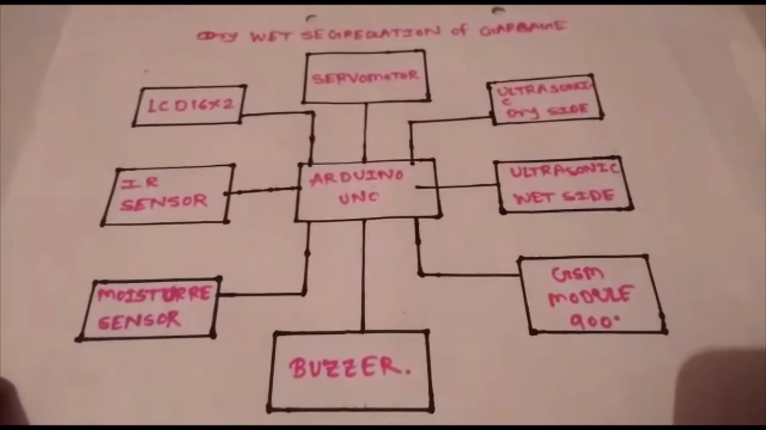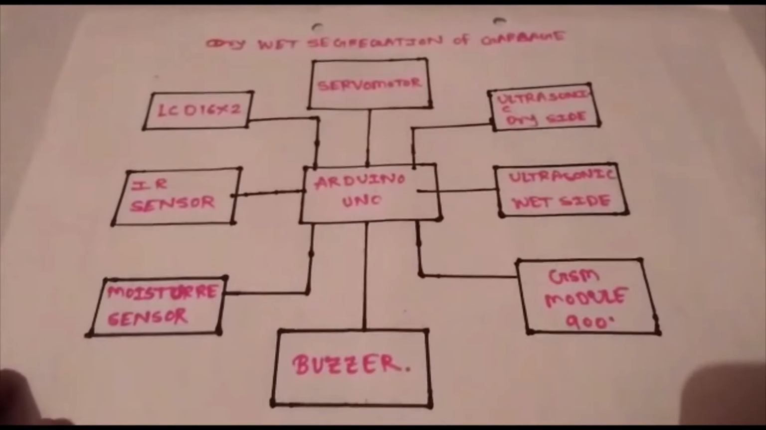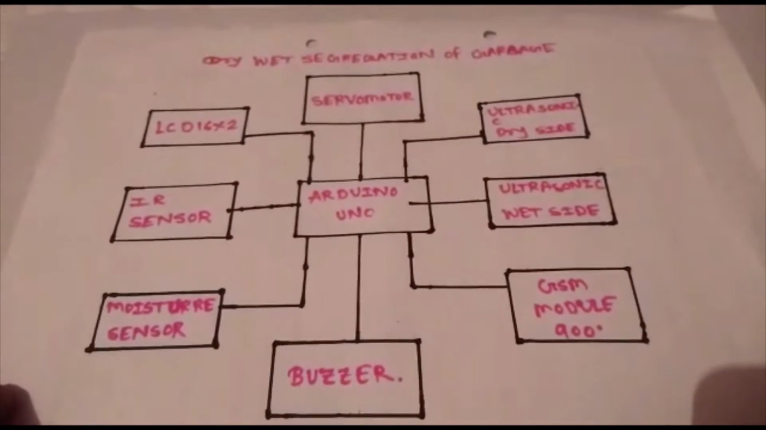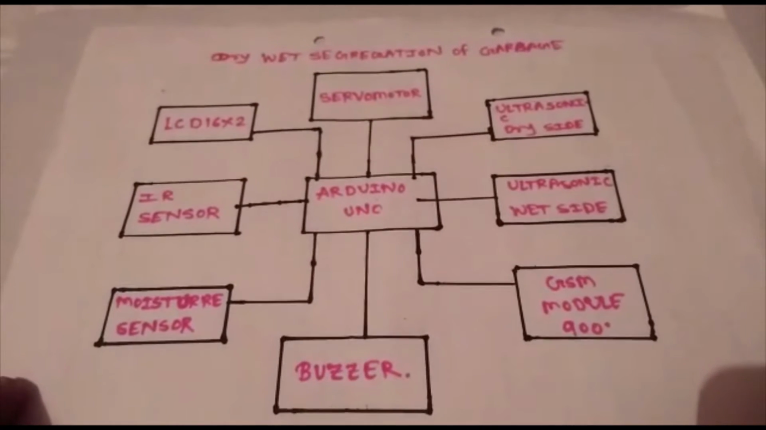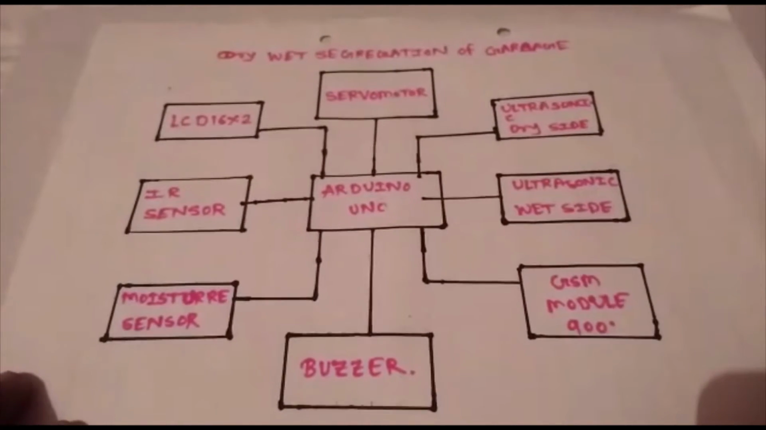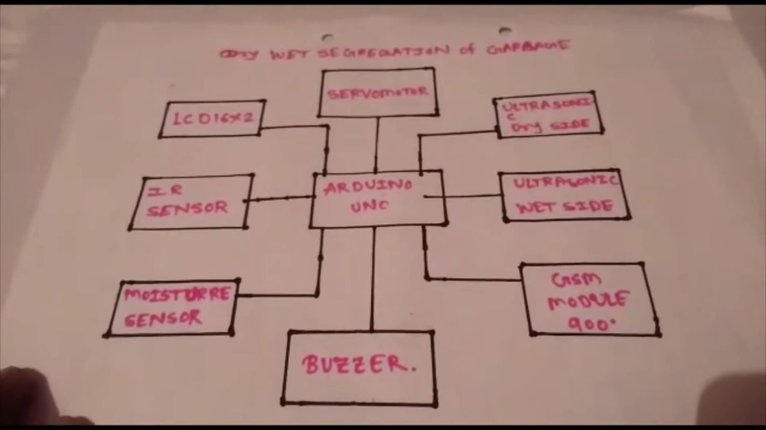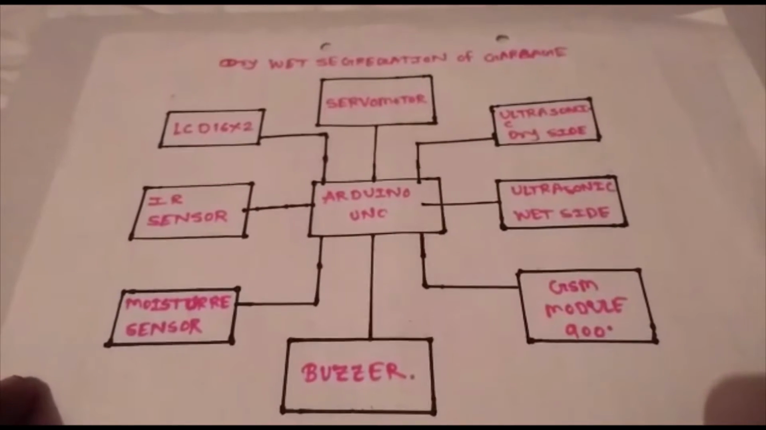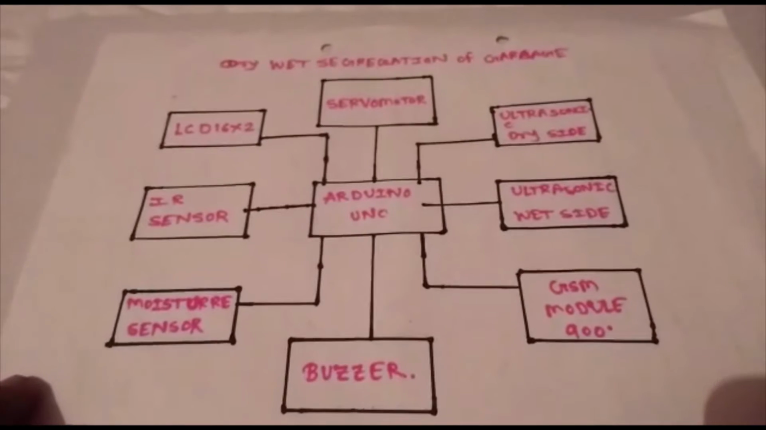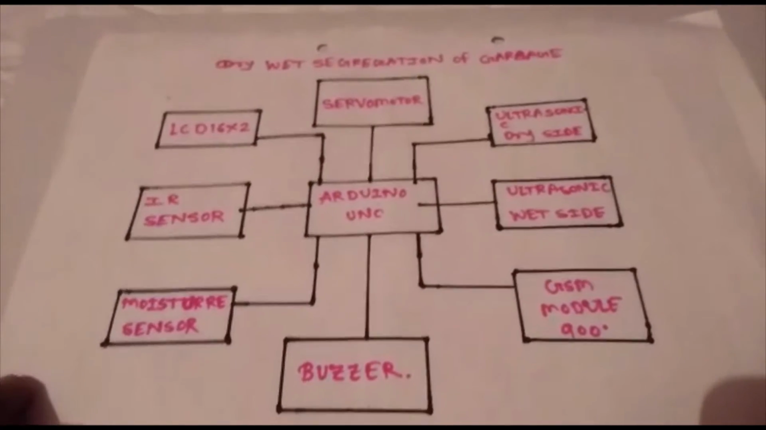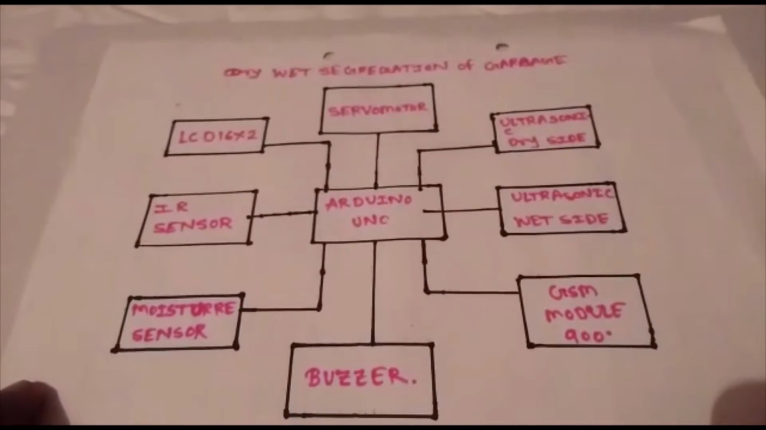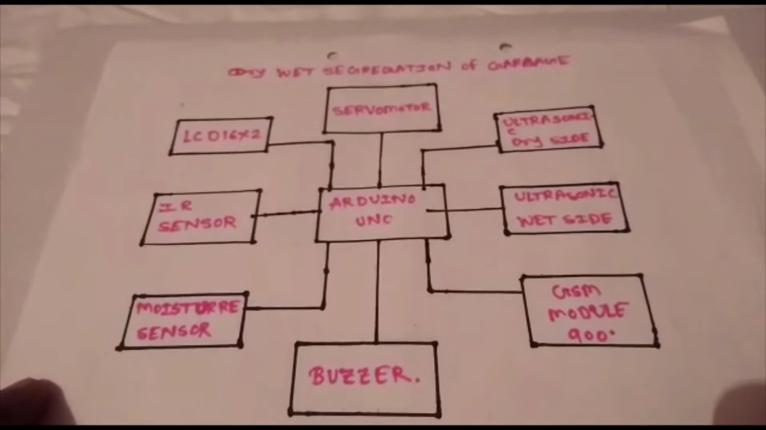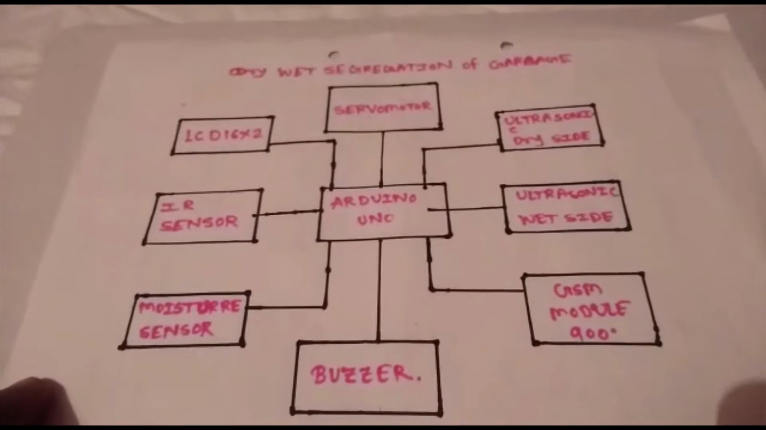This is a block diagram of dry waste segregation of garbage. This block diagram is used to implement the hardware. We are using different sensors and different components. So what is the role of these different components and sensors?